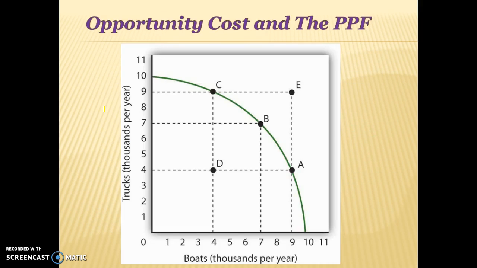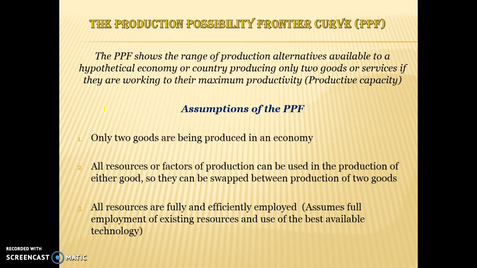There are some key points about the PPF. The PPF shows the range of production possibilities for a hypothetical economy that's only producing 2 goods, so it's just a fake economy, if they're working to their maximum productivity. And that's what we call our productive capacity, the maximum amount that an economy can produce if they use all their resources efficiently. Some assumptions of the PPF: only 2 goods are being produced.